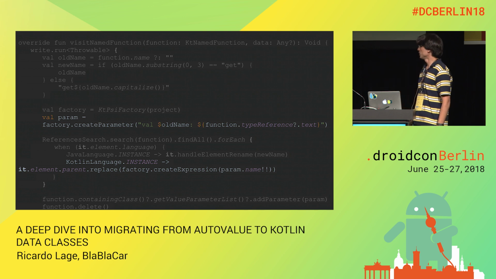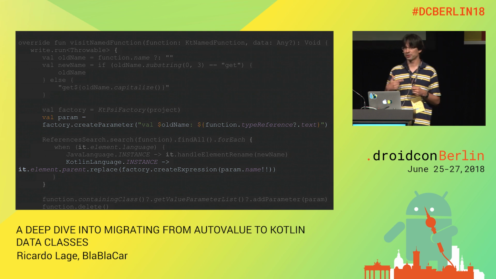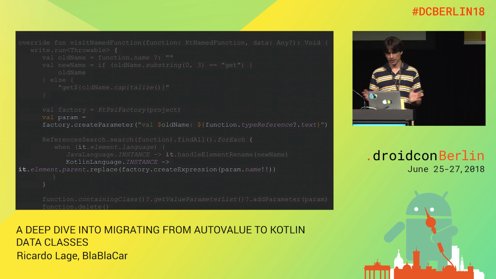And that's what we are doing here. So we are getting the parent, and we're replacing it with this new expression that we're creating based on the name of the parameter we are adding to our data class. And that's basically the gist of it.